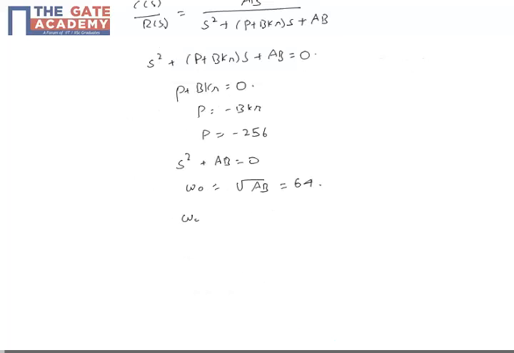Now omega naught by p is equal to 64 divided by minus 256, that is equal to 1 by minus 4, that is equal to minus 0.25. So omega naught by p is equal to minus 0.25.